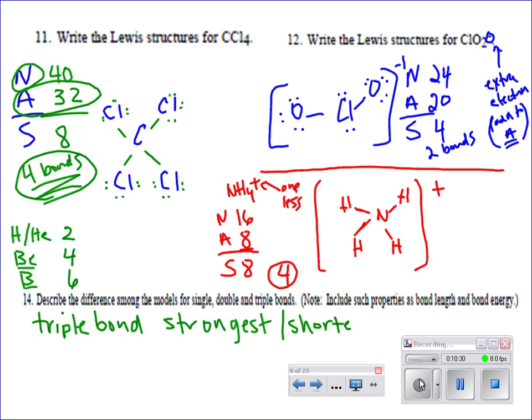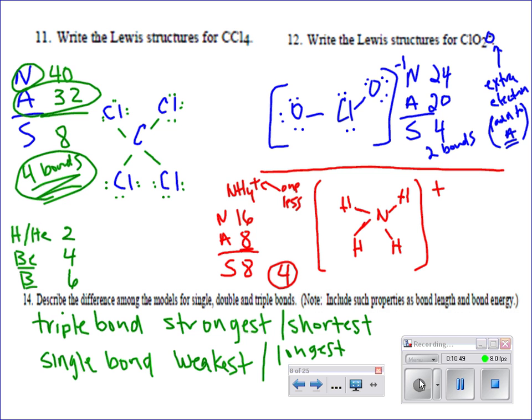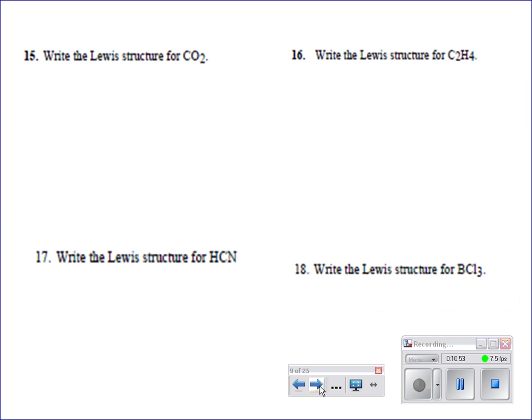due to the overlap of the pi orbitals, or the unhybridized p orbitals in pi bonding. And then the single bond is obviously your weakest and your longest. All right, let's draw some more because drawing's fun. Yay! Carbon dioxide, needed, available, shared.